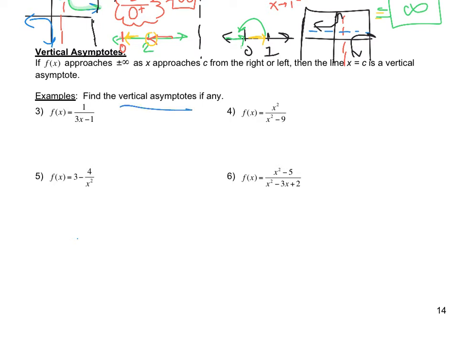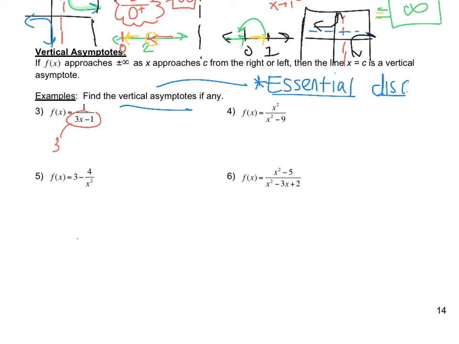Again, it's those essential discontinuities. And this is nothing new, just reviewing essential discontinuities. Those are the discontinuities that are not holes. Those are the vertical asymptotes. And it's always, in the case of what we're familiar with, been where these denominators were equaling 0. So the essential discontinuity would be where 3x minus 1 equals 0 in this first example. So you would just set the denominator equal to 0 and solve.